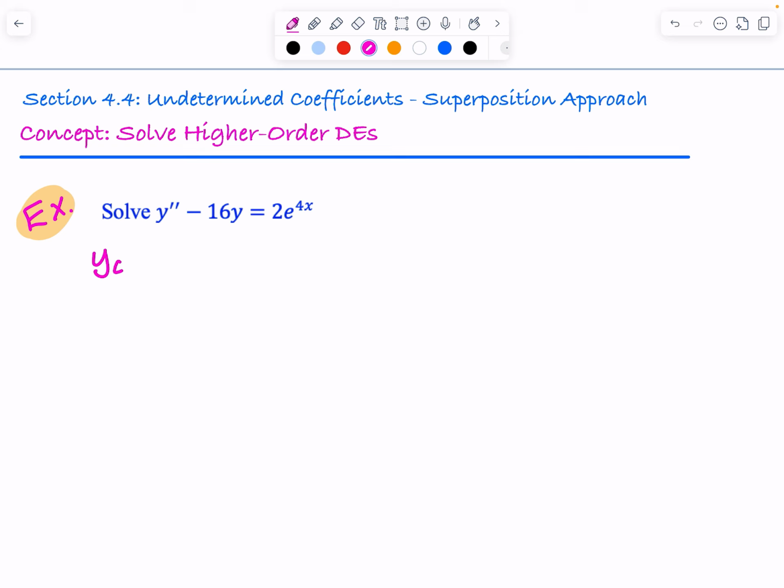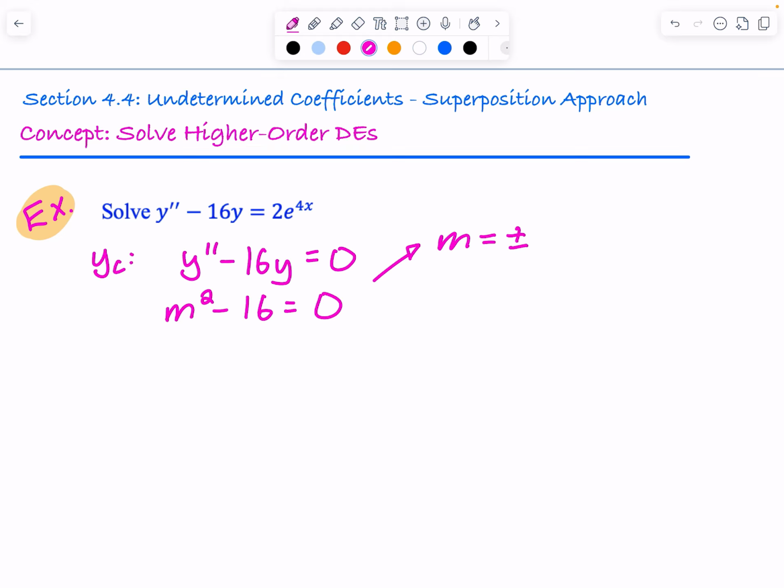So let's do our homogeneous case first. So y double prime minus 16y equals 0. And then just be careful with this. This is where people mess up. It's m squared minus 16 equals 0. People put m with the y, but the y is the constant case. Well, that is m equals plus or minus 4. So my complementary homogeneous solution will be c1 e to the 4x plus c2 e to the negative 4x.